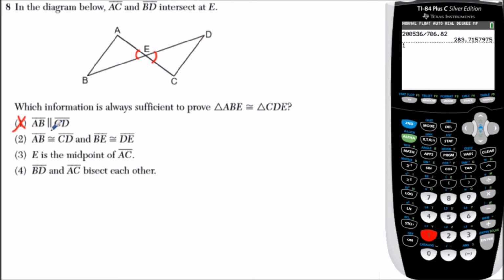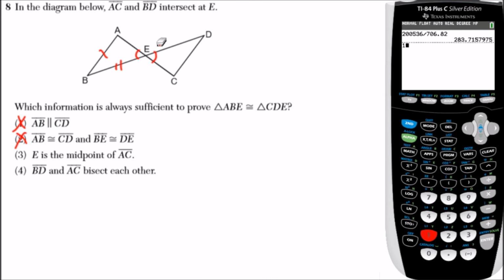So now if we label choice 2, AB is congruent to CD, BE is congruent to DE. All right, this one here is the angle-side-side theorem. This is a word you should never say in class, so you should never write it on a test because it will get you the question wrong. So we're going to cross off 2. The angle-side-side theorem is not valid for showing two triangles are congruent, so we cannot use that here.